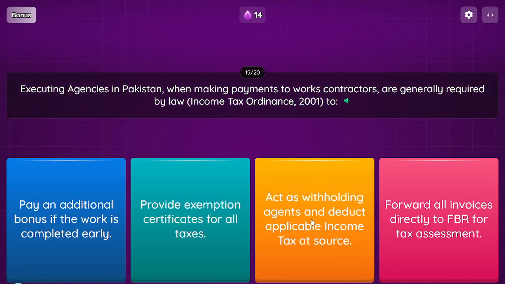Question: executing agencies in Pakistan, when making payments to works contractors, are generally required by law, Income Tax Ordinance, 2001, to Option 1, pay an additional bonus if the work is completed early. Option 2, provide exemption certificates for all taxes. Option 3, act as withholding agents and deduct applicable income tax at source. Option 4, forward all invoices directly to FBR for tax assessment.